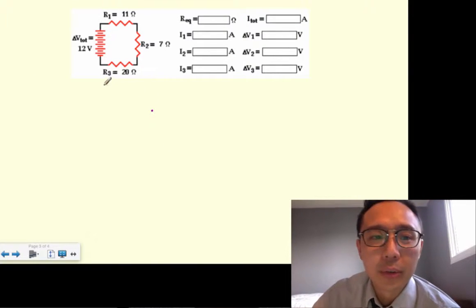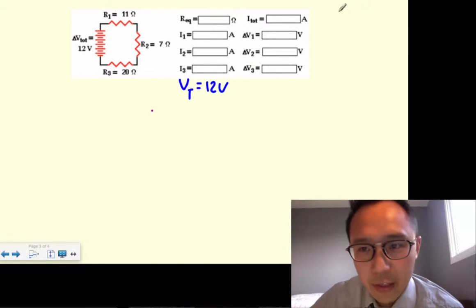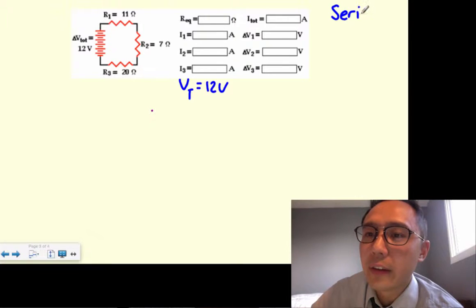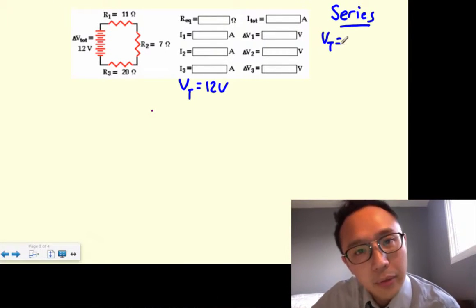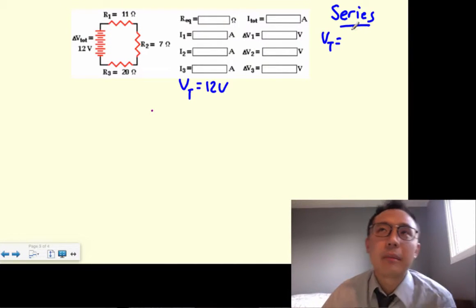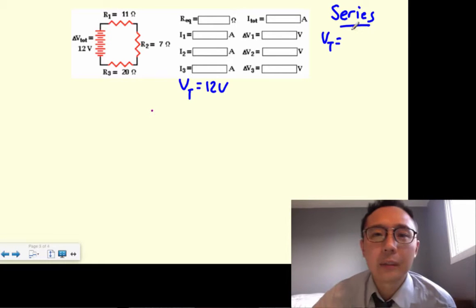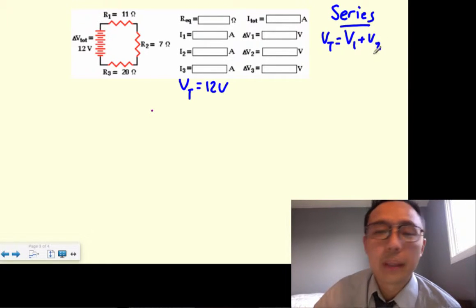We have voltage total. So we know that VT is equal to 12 volts. Remember now, this is a series circuit. So if we know a series circuit, let's think. Voltage total, is that the same throughout or is that added? Well, think about my battery. If I were to connect them in series, they're all added together. Okay, so because they add up, they're going to be added like this.